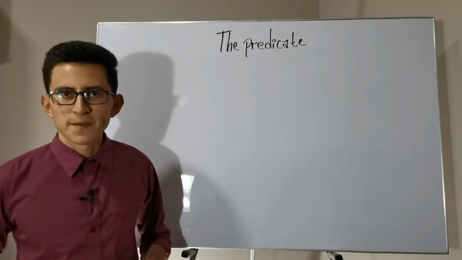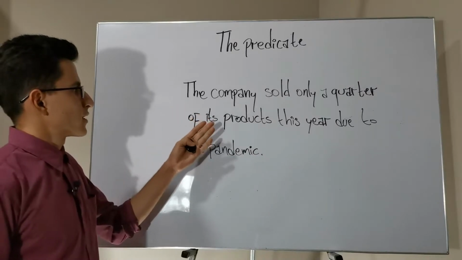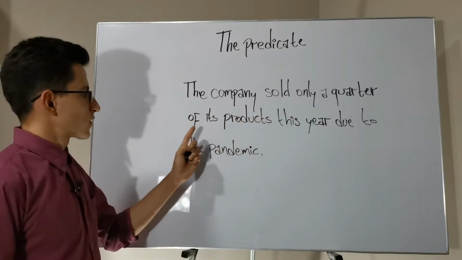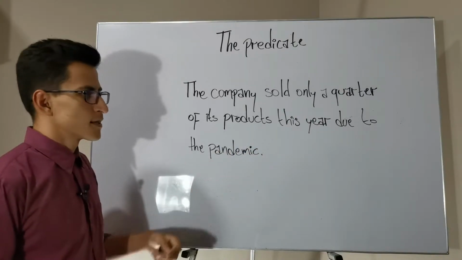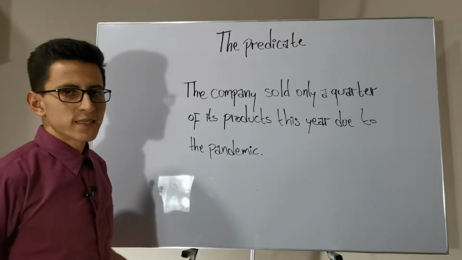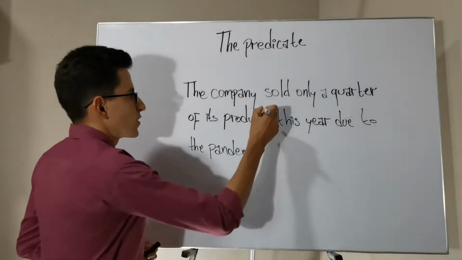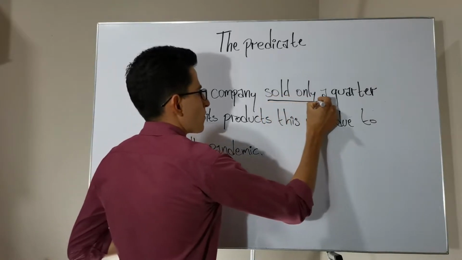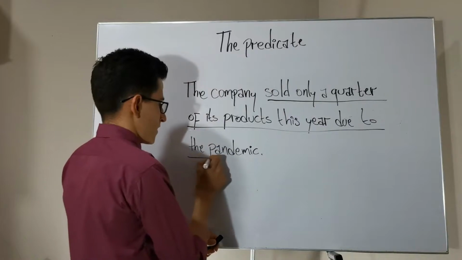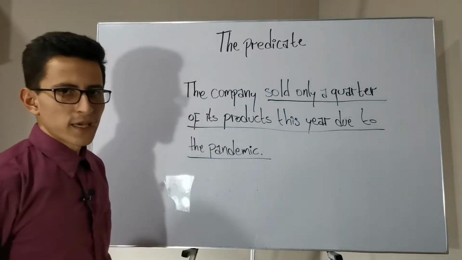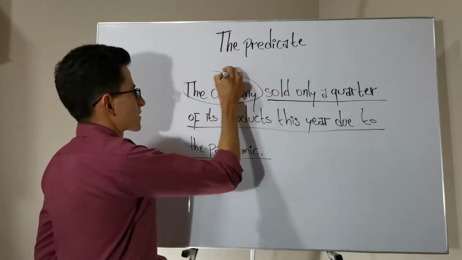Let's check an example. Let's read this example. The company sold only a quarter of its products this year due to the pandemic. In this example, we can see that the predicate starts from the word sold. So, everything from sold onward is the predicate. And here we have the subject.